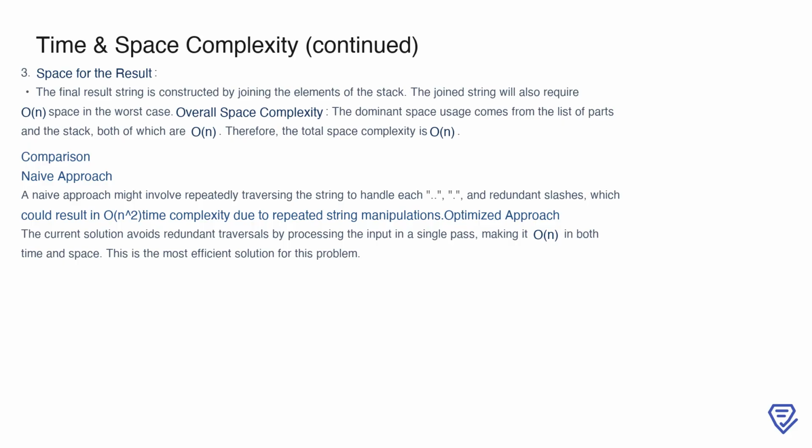Comparing this to a naive approach, where we might handle each redundant slash by repeatedly traversing the string, the naive method could result in O(n²) time complexity due to repeated string manipulations. Our optimized solution avoids this inefficiency by processing the input in a single pass, achieving O(n) time and O(n) space, which is the most efficient solution for this problem.